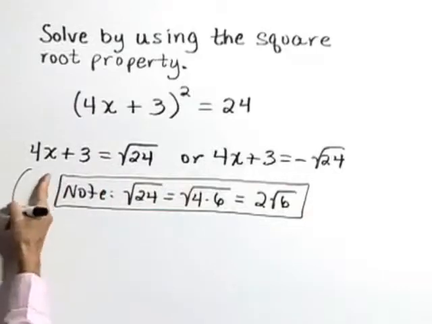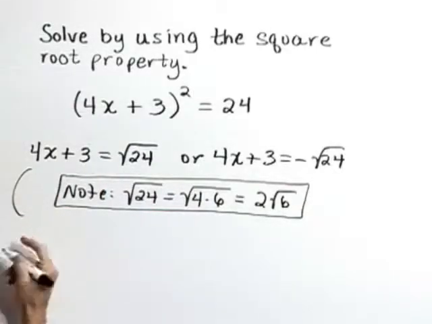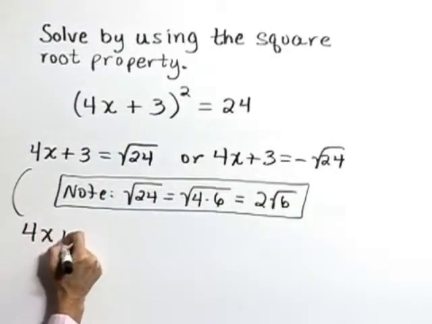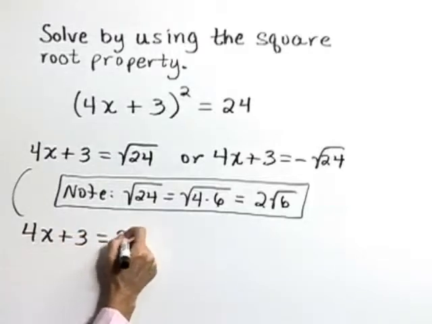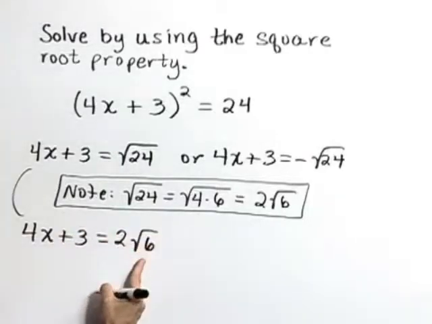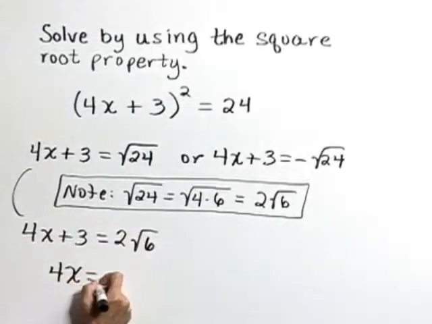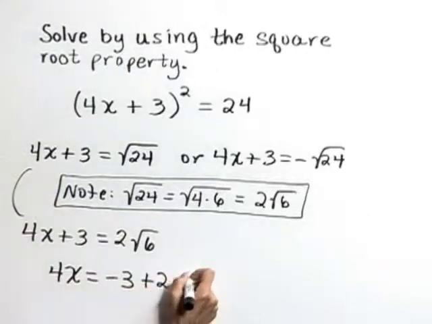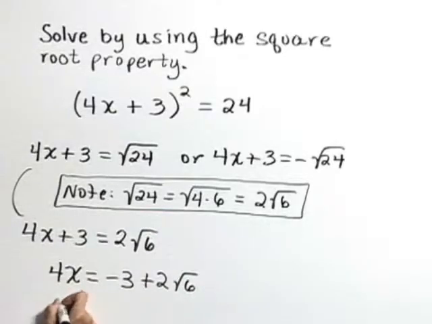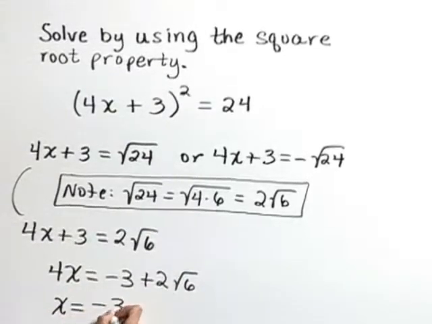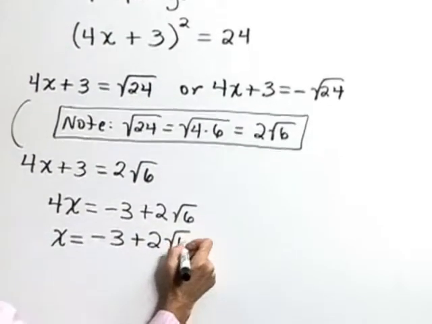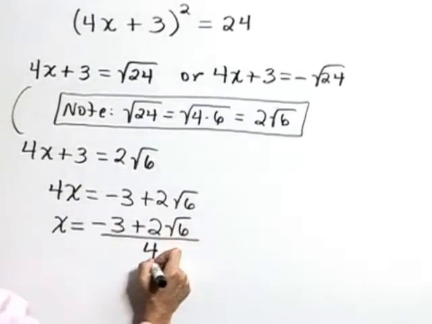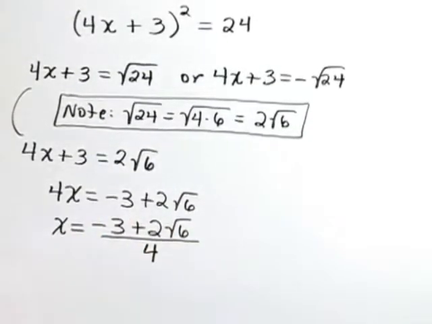So, with our first equation over here, to continue solving it, let's write that as 4x plus 3 is equal to 2 times the square root of 6. Subtract 3 from both sides. 4x is equal to a negative 3 plus 2 times the square root of 6. Divide both sides by 4, giving x is equal to negative 3 plus 2 times the square root of 6 all over 4, and that's in a reduced form.